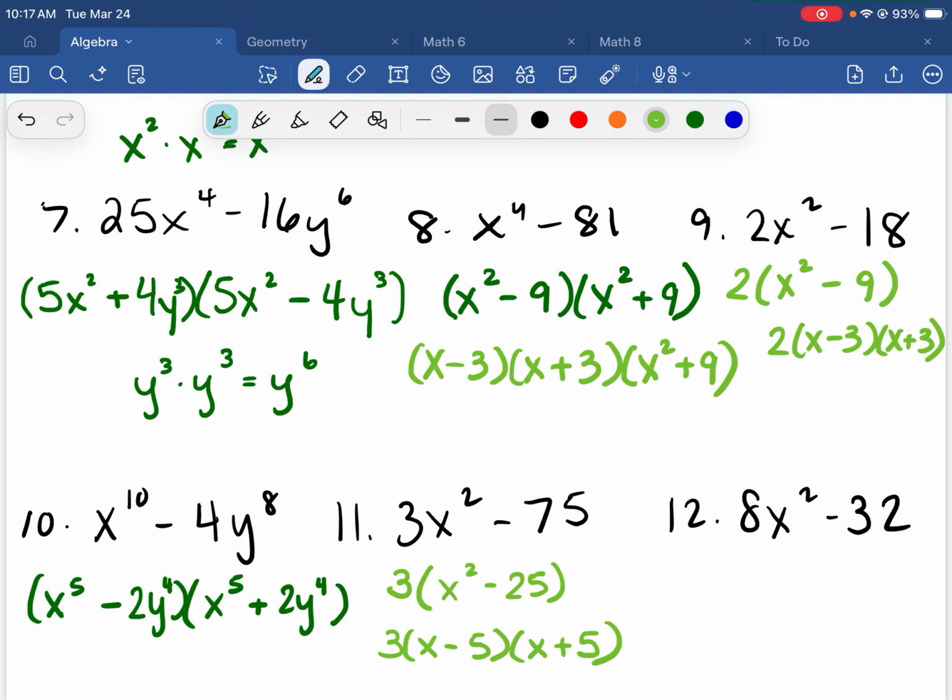And the last one here, number 12, 8 is not a perfect square, but 32 is also not, but they're both divisible by 8. So if I factor out my greatest common factor, I'm left with x squared minus 4, and that's a perfect square, so I want to factor further to x minus 2 and x plus 2.